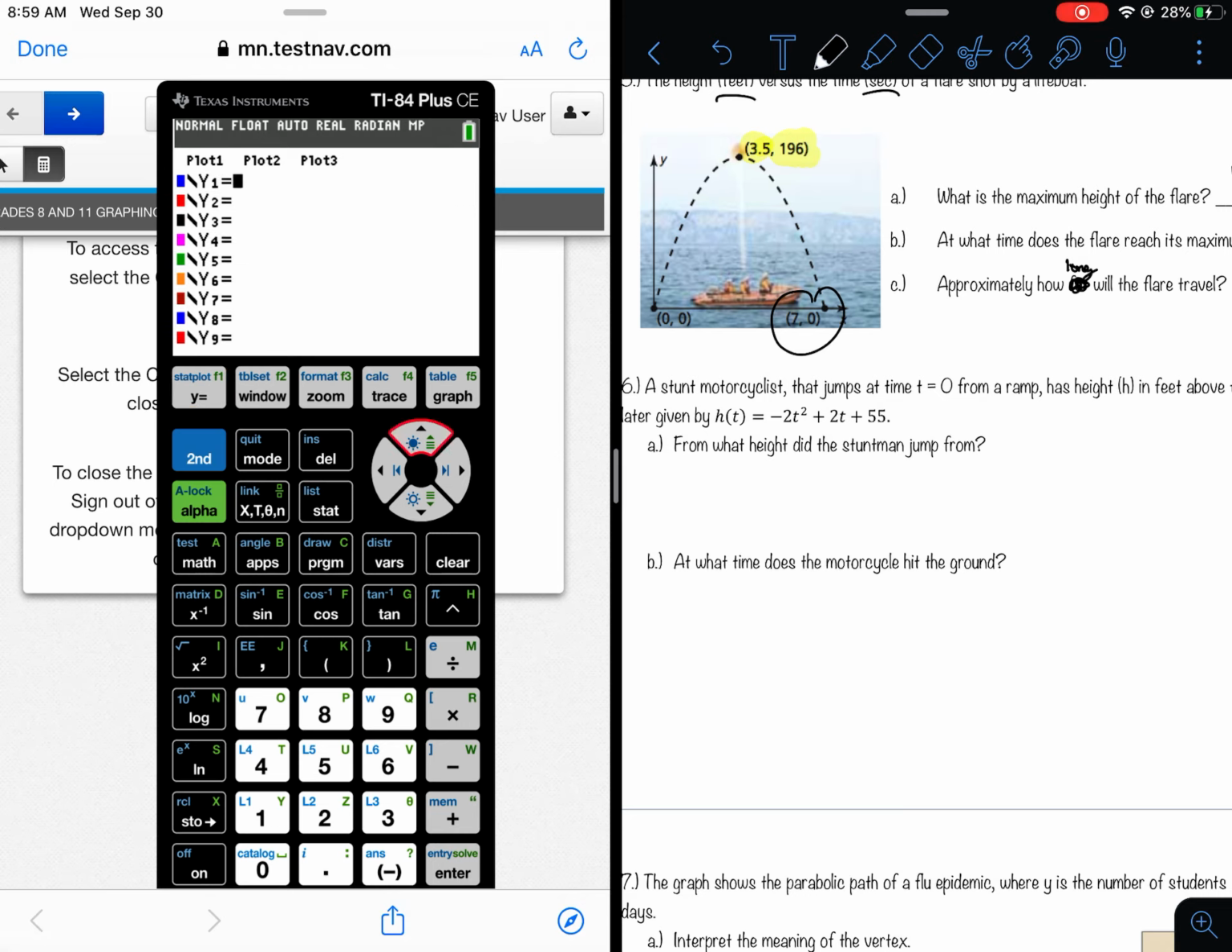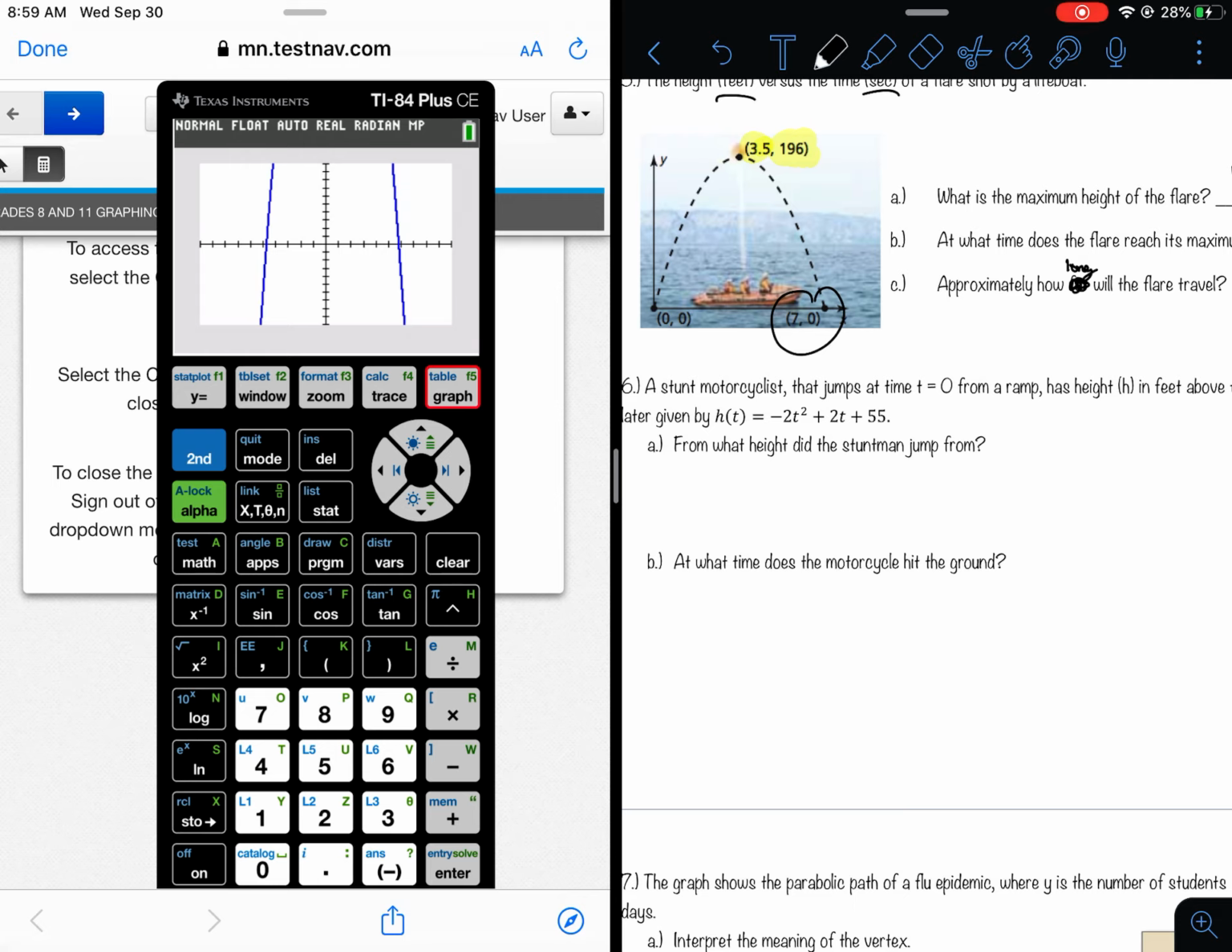Let's clear all that stuff out. So I'm going to put in, now I know it says t's. Your calculator does not have t's, it just has x's. So you're just going to use x's where you see t's. So it starts off with negative 2t squared, so I'm going to do negative 2x squared plus 2x and plus 55.